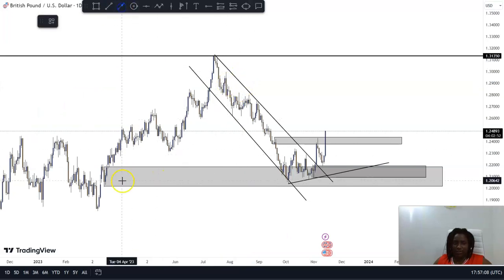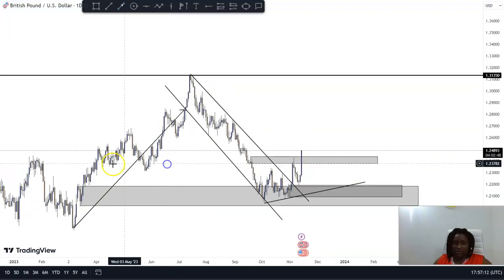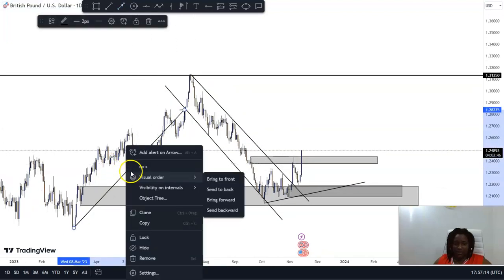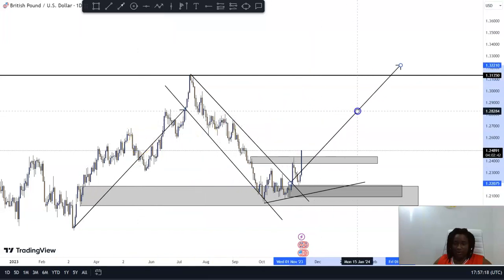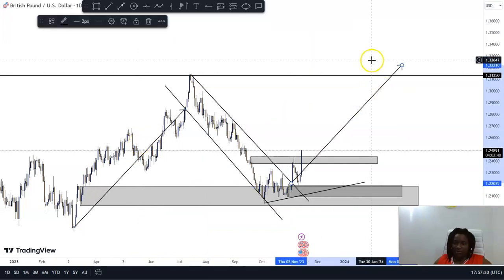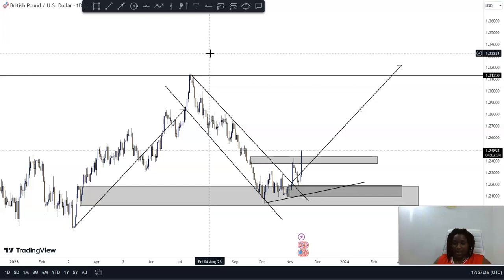Even though this flagpole is really long, if I'm calculating the length of the flagpole right now, and say I put that from the point of breakout, it's around the same points. So it's just safe for me to put it right here. That is an obvious resistance, right? So I'm very excited about this market.